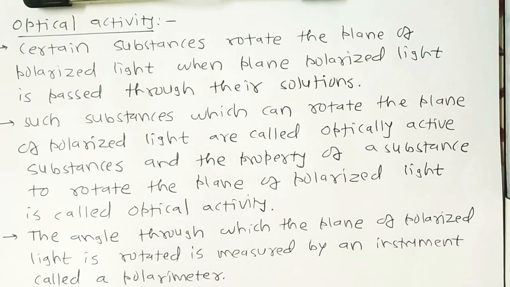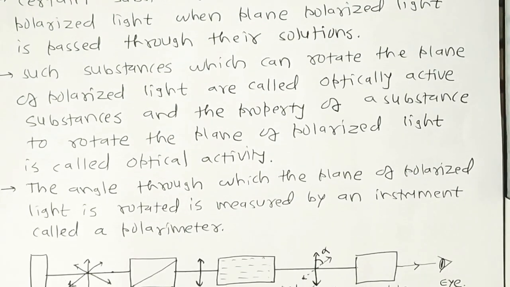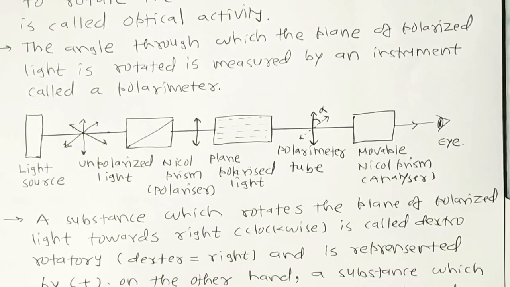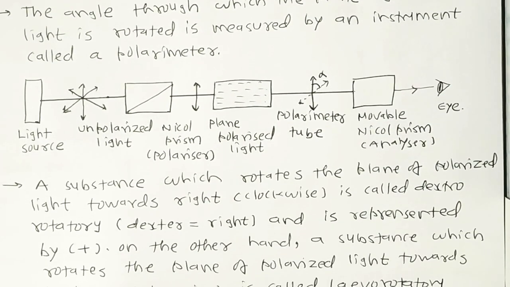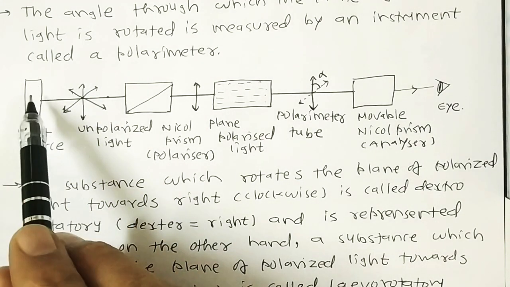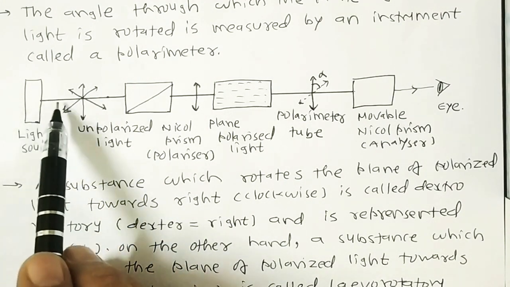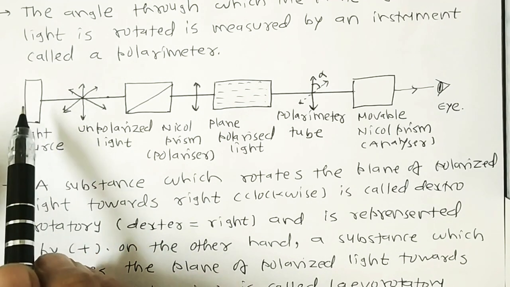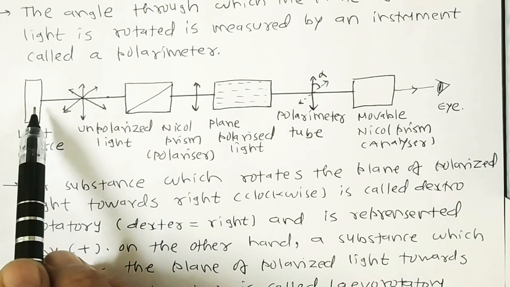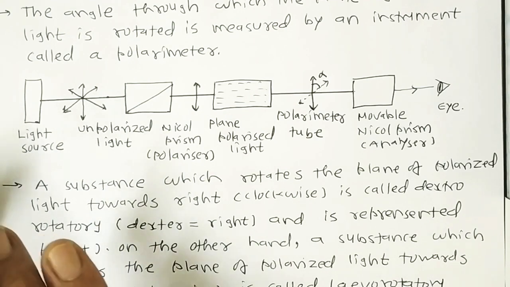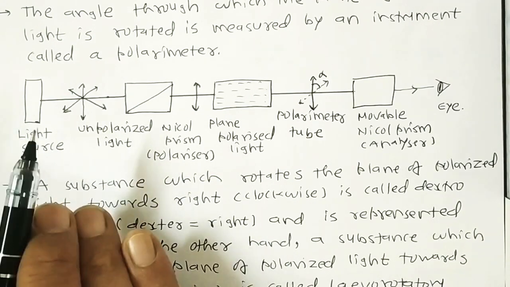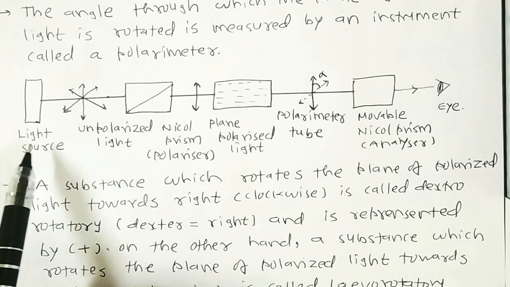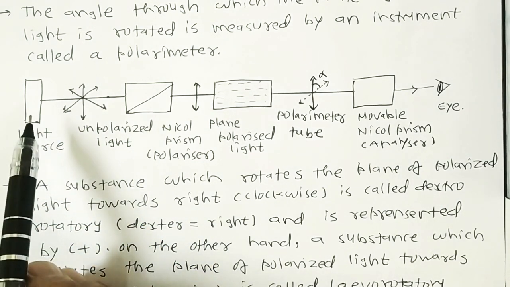The angle through which the plane of polarized light is rotated is measured by an instrument called a polarimeter. In a simple manner, first we have a light source. We know that the light source is a sodium lamp. This light is monochromatic in nature, because in the case of sodium light we have 589.3 nanometer light, so it is a monochromatic light itself.